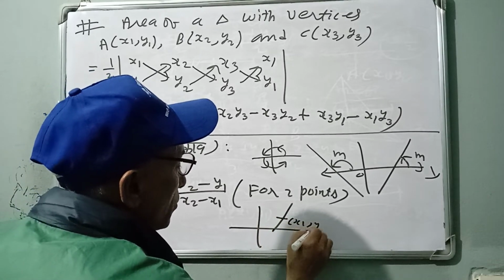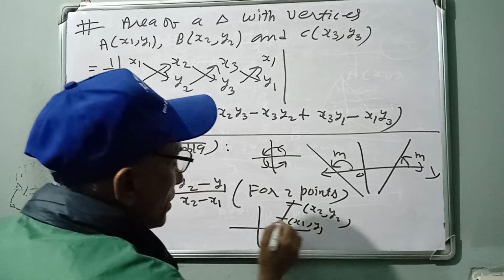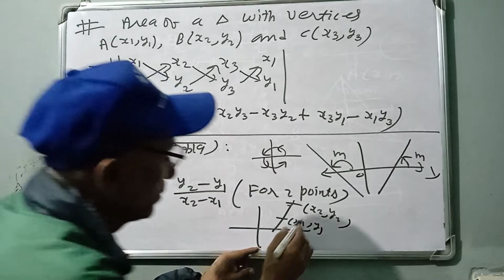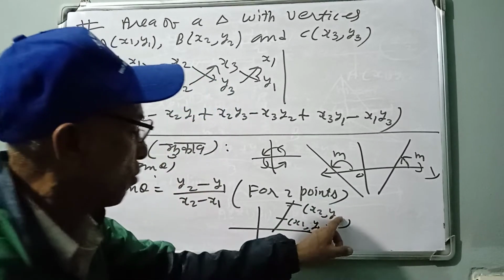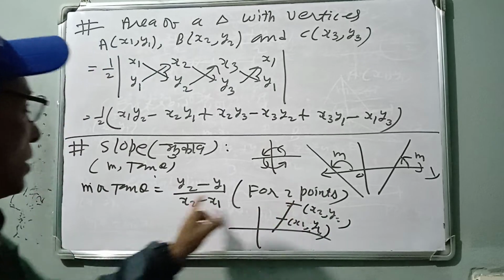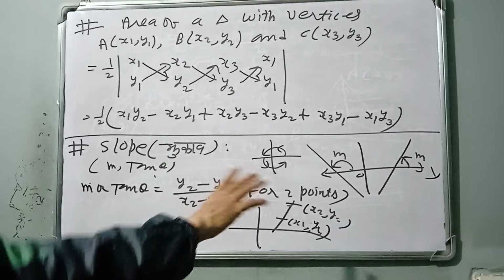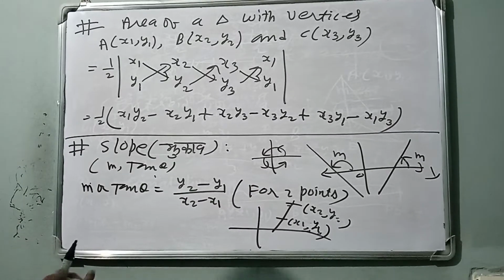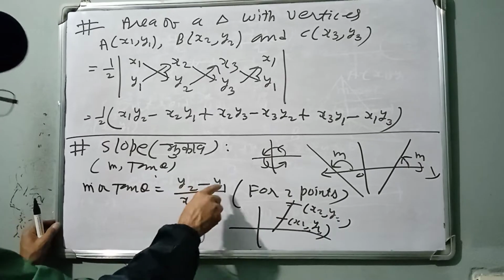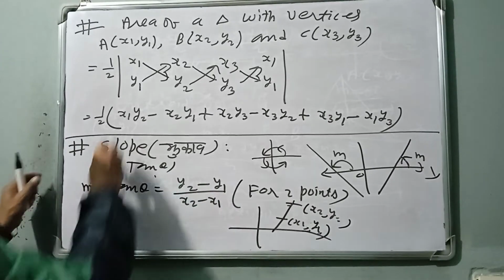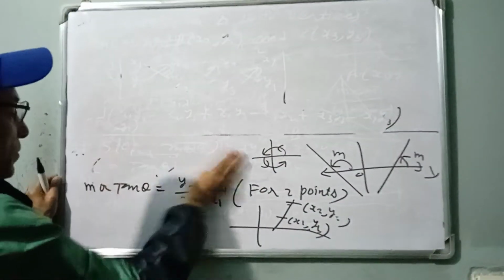x1 y1 and x2 y2 are any 2 points. What is the formula? Slope formula: y2 minus y1 upon x2 minus x1. यस्तो हुन्छ स्लोप for 2 points. If 2 points are given x1 y1 x2 y2 दिएमा स्लोप हुन्छ y2 minus y1 upon x2 minus x1. अब स्ट्रेट लाइन, if it is given straight line.